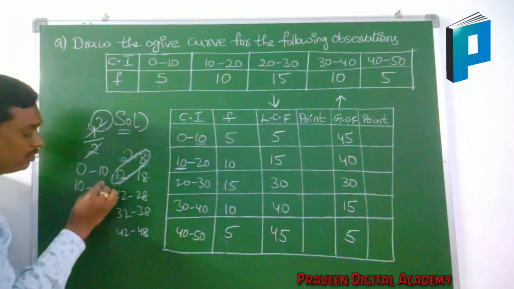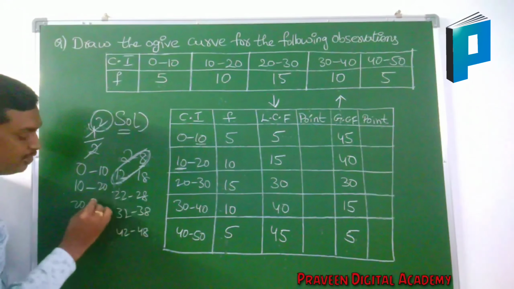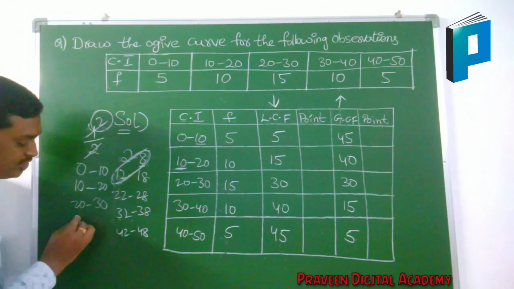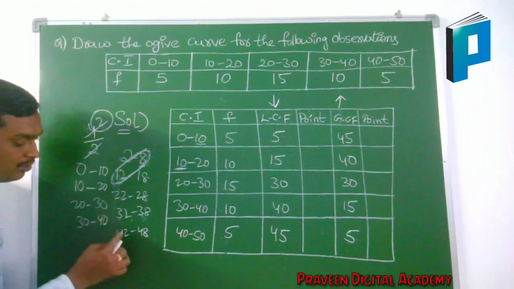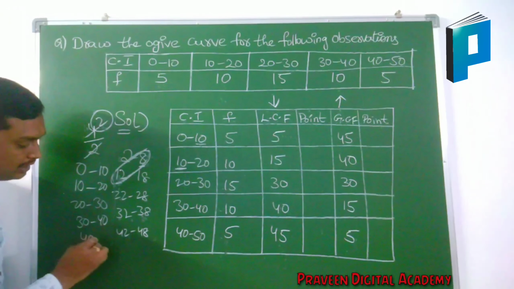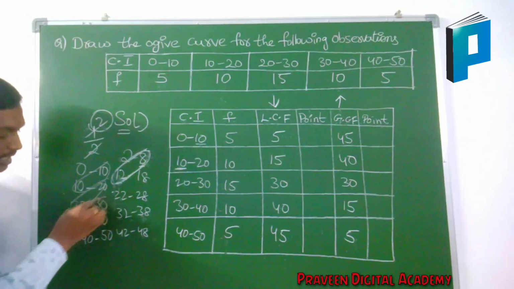This plus 2, 20. This minus 2, 20. Here plus 2, 30. 32 minus 2, 30. 38 plus 2, 40. 42 minus 2, 40. 48 plus 2, 50. Now you see here, it has become equal.